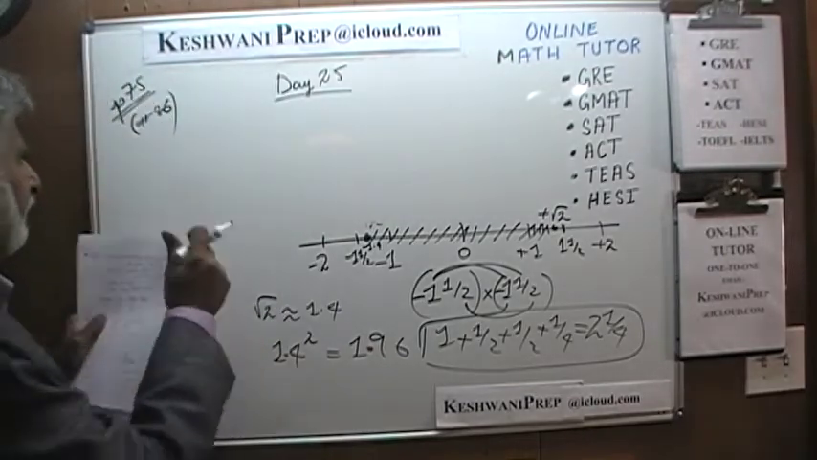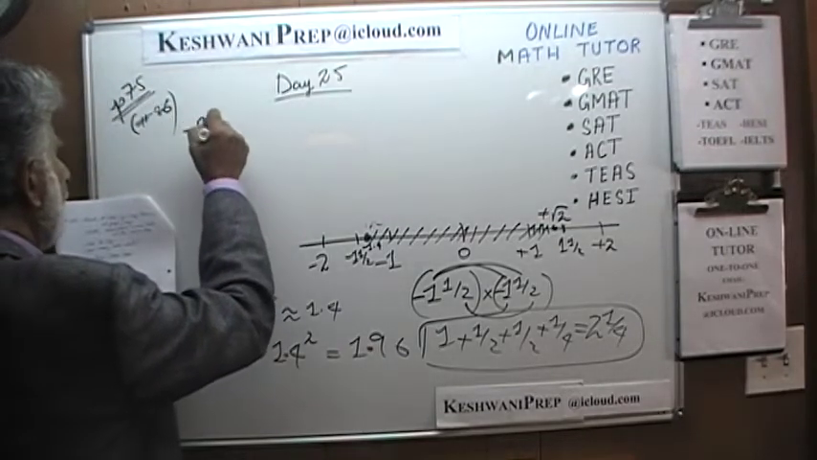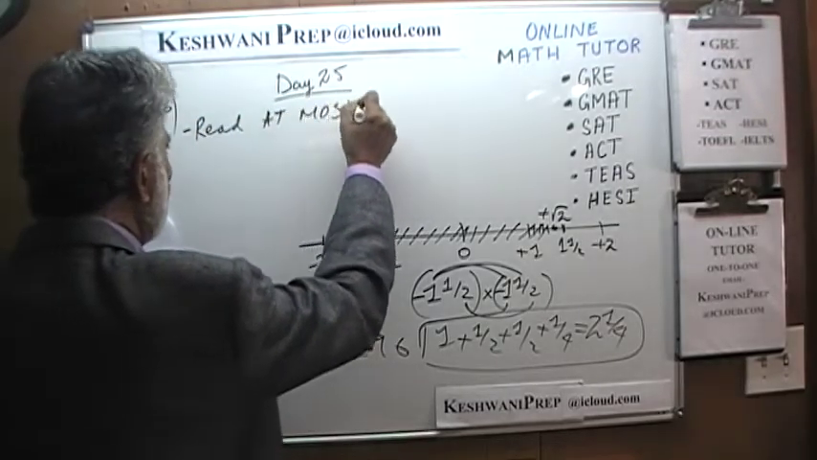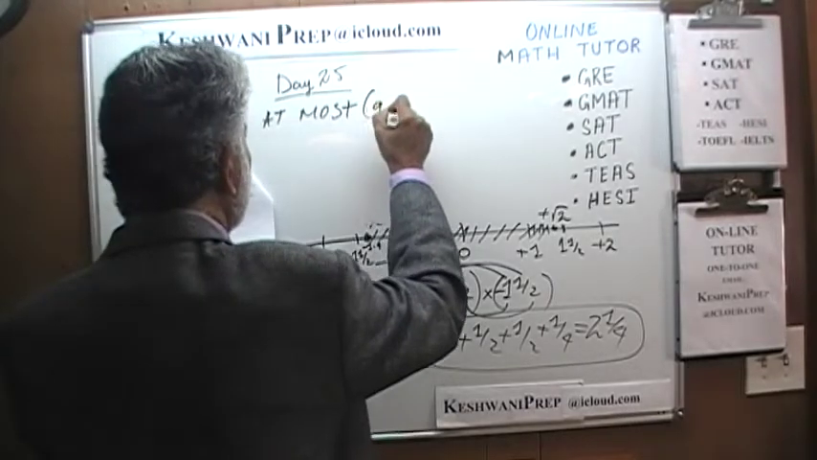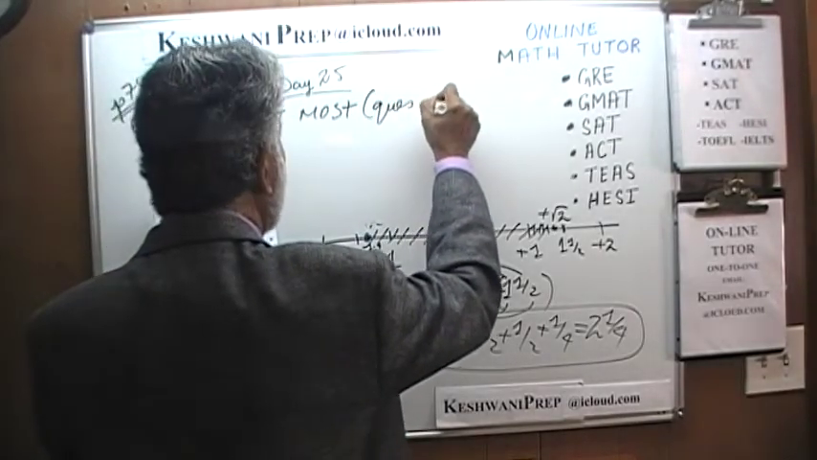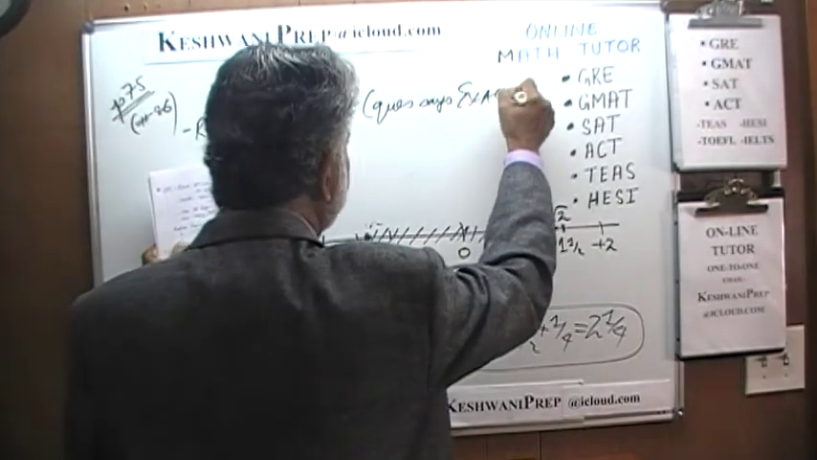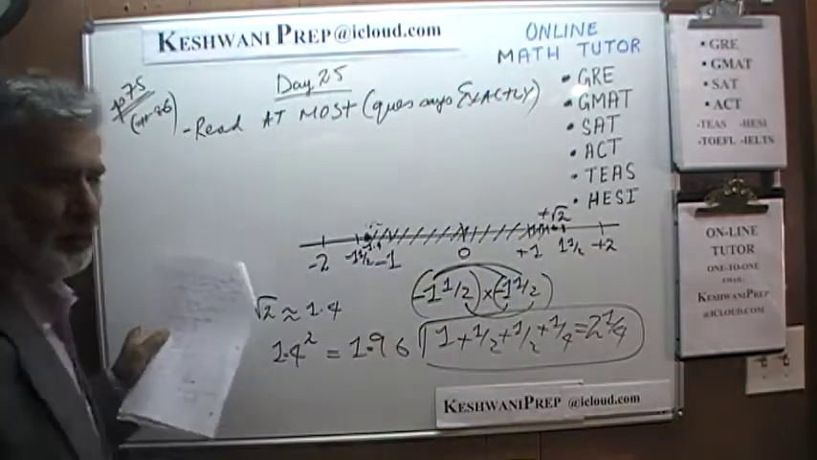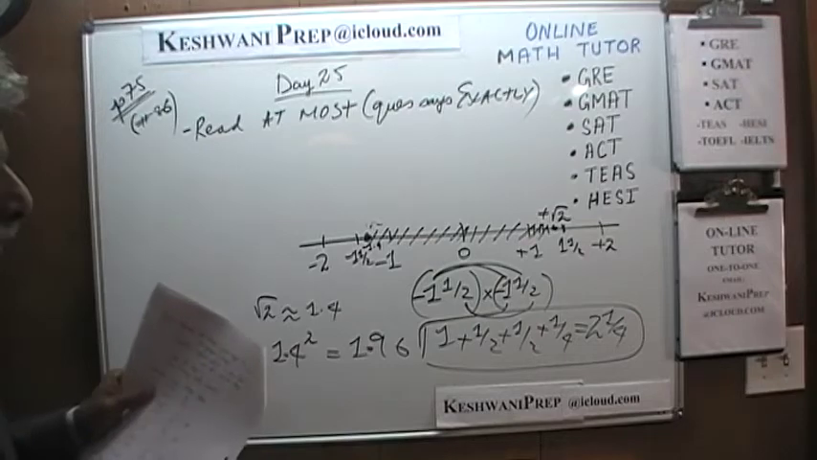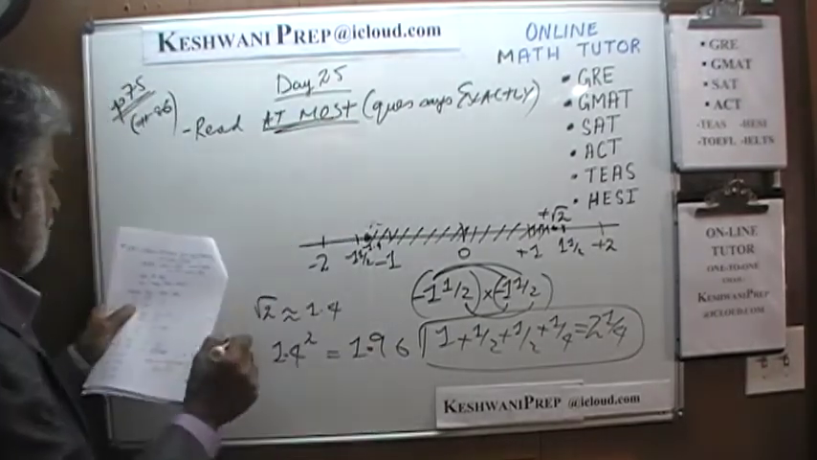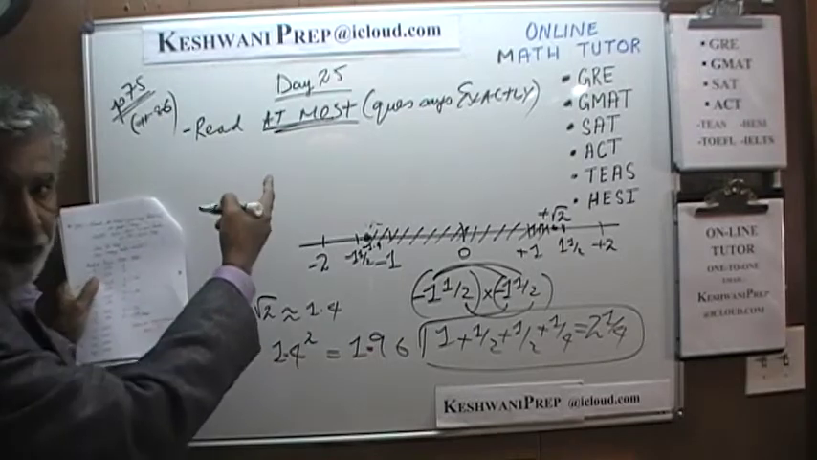Number 86 says that we read at most. Now in the book, the question actually says not at most, but exactly. The word that appears in the exam is exactly, not at most. I'm using at most, and you'll see in a second why.